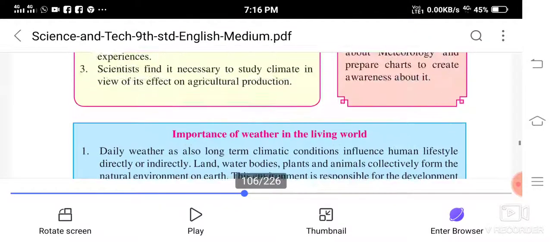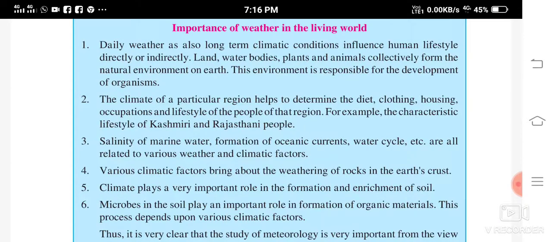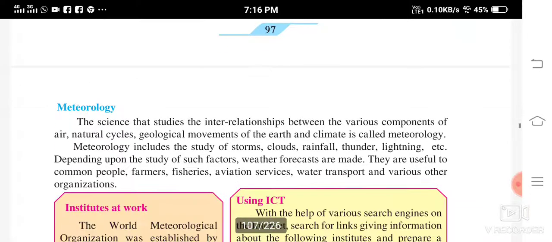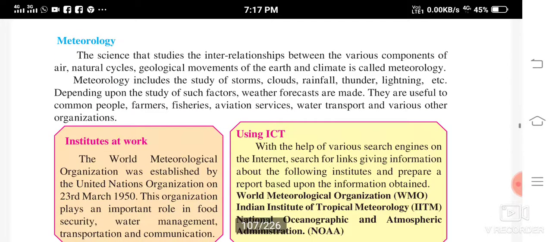Students, in the last video, we studied the importance of weather in the living world. Now, today, let us study meteorology. The science that studies the interrelationships between the various components of air, natural cycles, geological movements of the earth and climate is called meteorology.